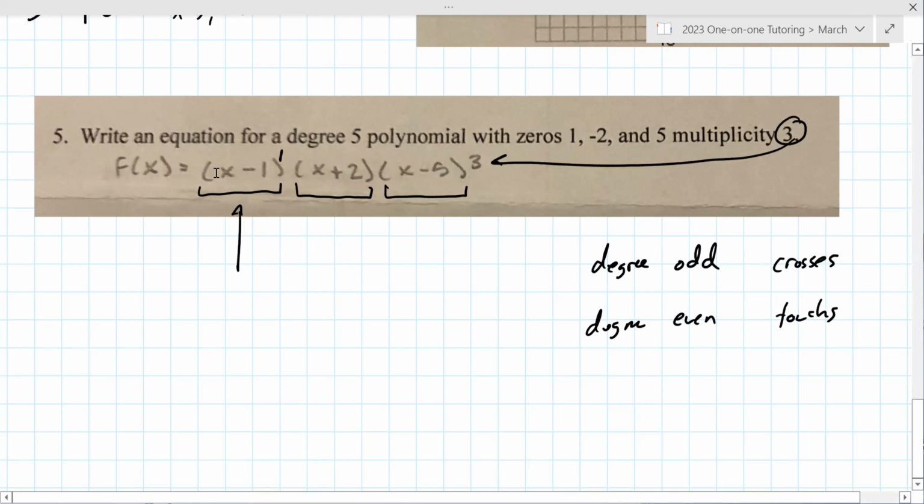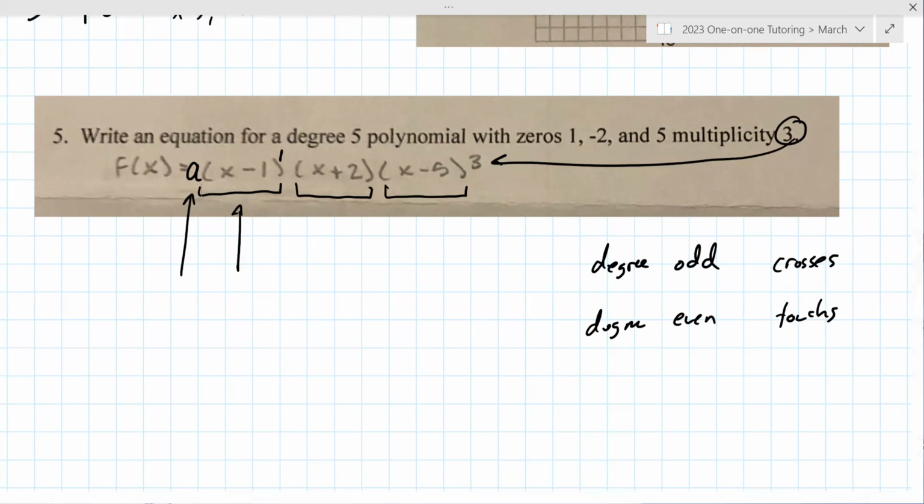The only other thing that could be under consideration here is sometimes there's an A in front, but you don't have enough information to find the A. But keep in mind that that could be something they ask. So if there's any questions on that, go ahead and unmute, and otherwise we'll move to number 6.